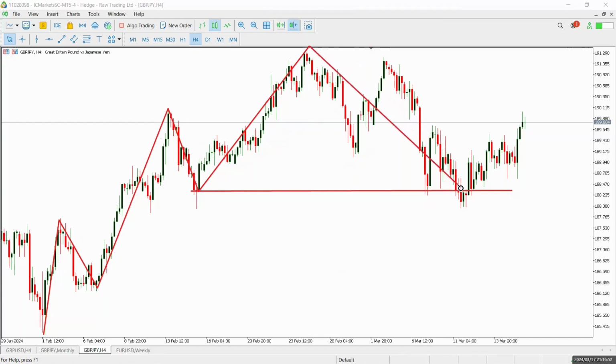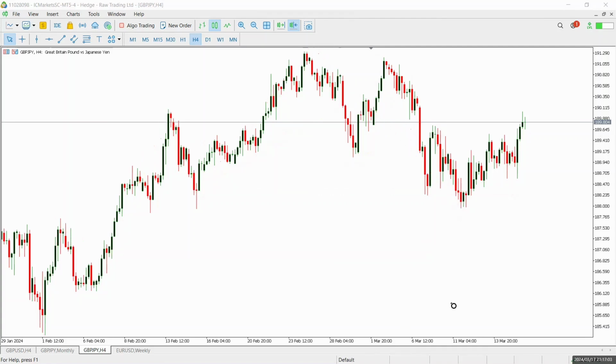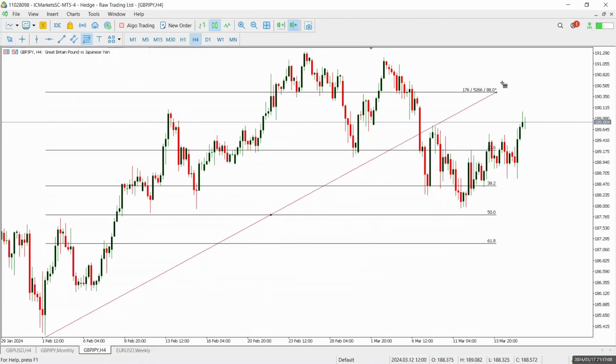Then price came down to the 100.0 zone right here and broke the structure. Now, when the break of structure happens, we know that there's been a break of structure. There could be a sell opportunity here. So in that case, what are we going to do? We'll bring our Fibonacci out from the low to the high points.